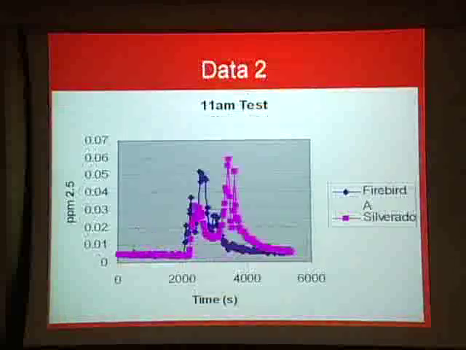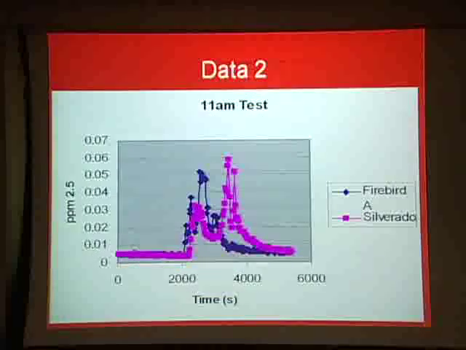This is the 11 a.m. test, and there were a few stops and goes, and that's the best we could figure with the data spikes that we have here. And the data is actually on a little bit different scale, that's why the graphs look a little bit more drastic.